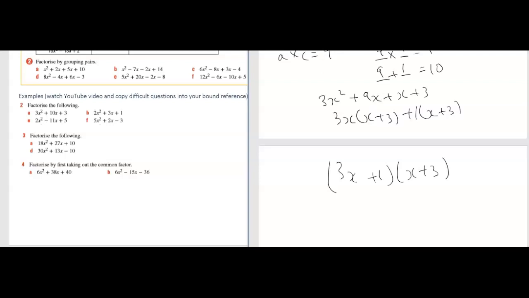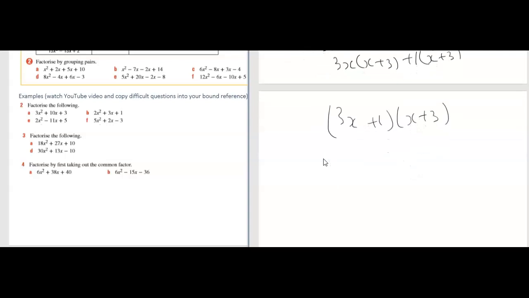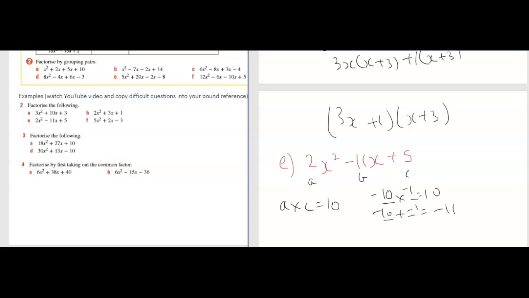All right, I'm not going to do all from question 2, so I might just skip to E. So we've got 2x squared minus 11x plus 5. So identifying your A, your B, and your C. So multiply your A and your C. So 2 times 5 is 10. So we need 2 numbers when multiplied gives you 10, and 2 numbers when added gives you negative 11. And I can see that those numbers are going to be not 10 and 1, negative 10 and 1. All right, so negative 10 times negative 1 is positive 10, and negative 10 plus negative 1 is negative 11.